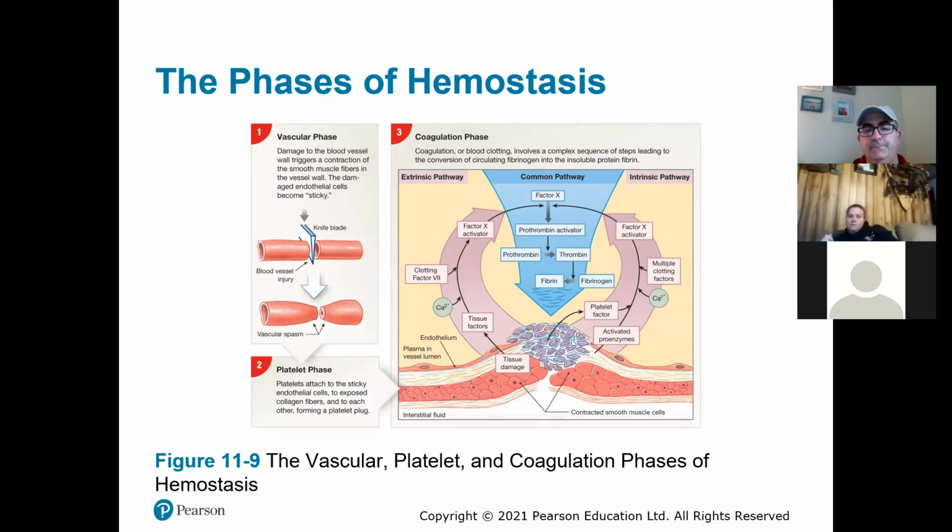So here you can see the vascular phase: if you damage the blood vessel, the vessels shrink, they pinch down. The platelet phase, these are the platelets. So this is your damaged vessel, and the platelets gather up here. The third phase, the coagulation phase, is a meshwork coming down on those platelets to secure all of them. It's basically just forming the scab so that no more blood leaks out.